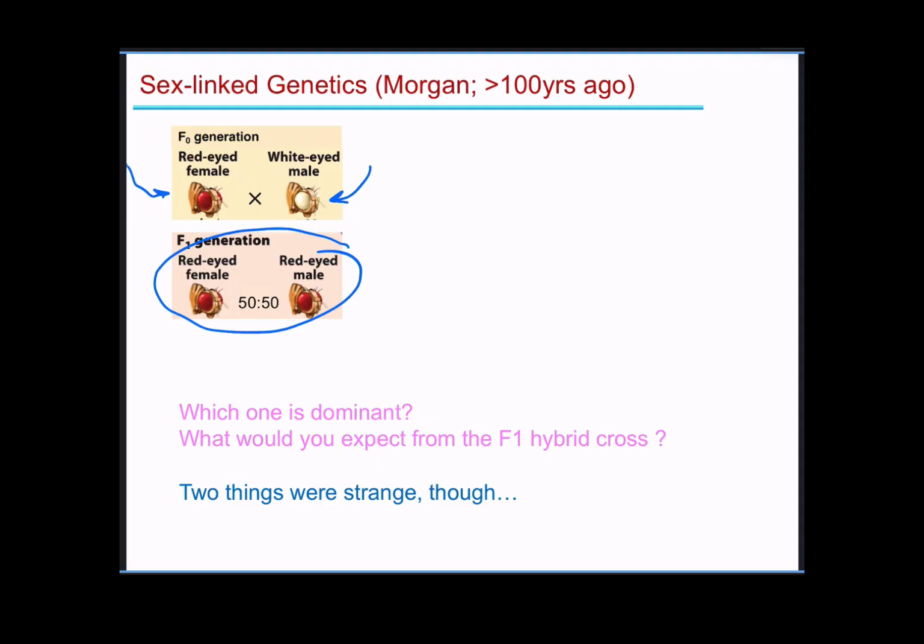Some red and some white. How many reds to whites? 3-to-1. I'm hearing some 3-to-1s, right? So you would expect a 3-to-1 phenotypic ratio in the F1 monohybrid cross. However, there were two strange things.